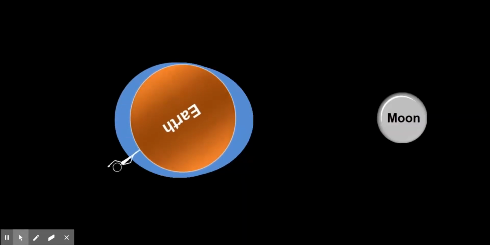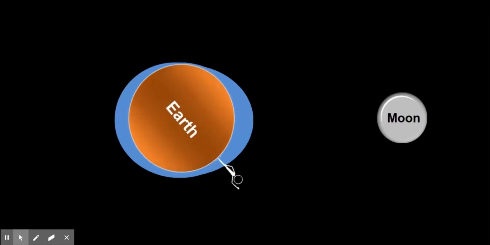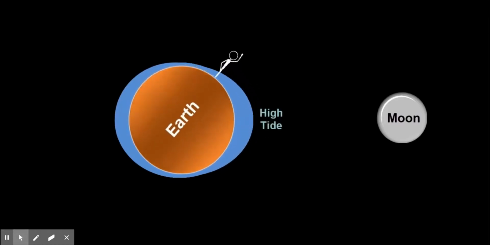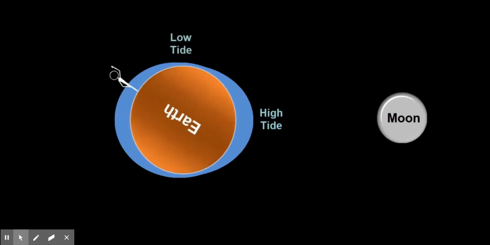Now we can see why, when the Earth rotates through 24 hours, it goes through 2 high tides and 2 low tides.